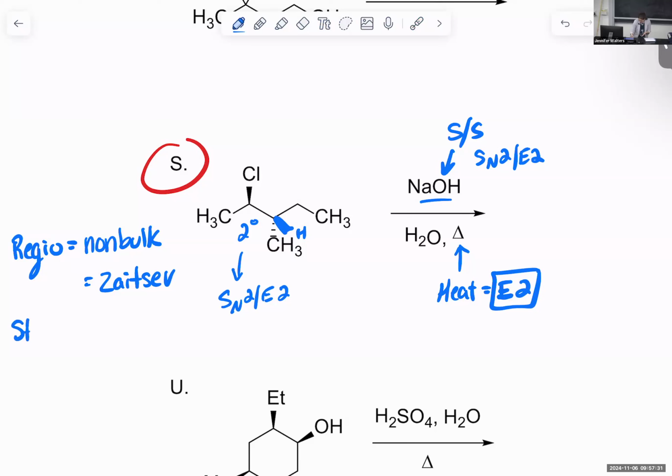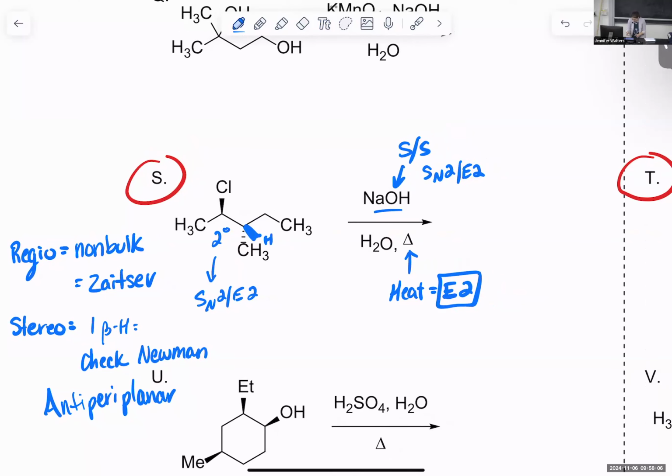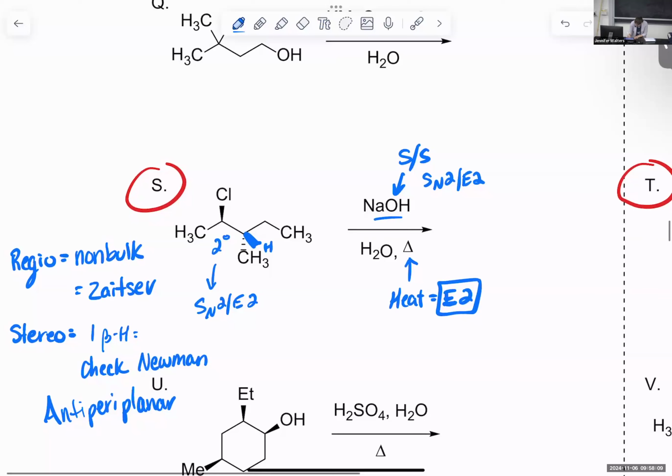My stereochemistry that I'm going to consider is I only have 1 beta hydrogen on that side. So I either need to check my Newman or I need to just rotate, because it must be antiperiplanar. If it doesn't go antiperiplanar, it cannot happen. You cannot do an E2 without it being antiperiplanar. You just can't make the product. So I don't feel like drawing a Newman projection, so I'm just going to rotate this to get my hydrogen onto the dash.